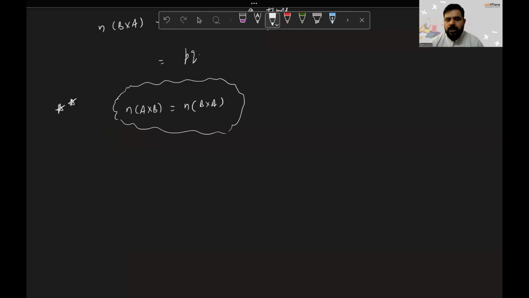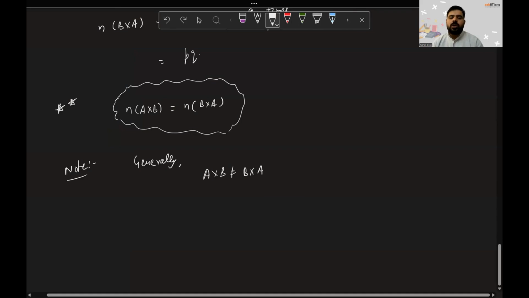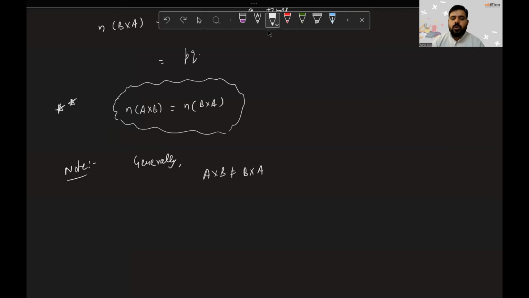Right. But the important thing to note here is that generally, in most cases, A cross B is not equal to B cross A. I'm saying the number of elements in A cross B will be equal to the number of elements in B cross A, but I'm not saying that A cross B will be equal to B cross A. So generally these two sets are not equal. Right? Okay. So I hope we are sorted till here.